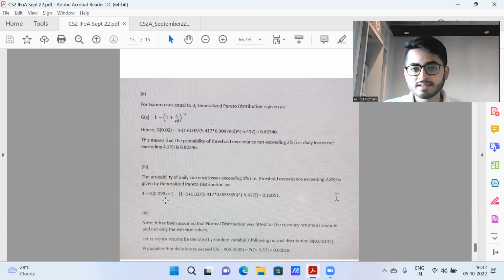Another way you could have checked this is if you take 5%, the answer was coming out as 87 or 86%, which if you think logically doesn't make sense. To have the probability of losses exceeding 5% as such a high value. I mean, exceeding 5% is a very extreme event. So if you're getting an 80-90% value, it means something is going wrong. So these are sort of sense checks which you can perform while calculating.